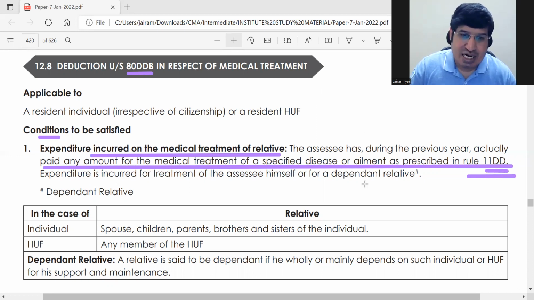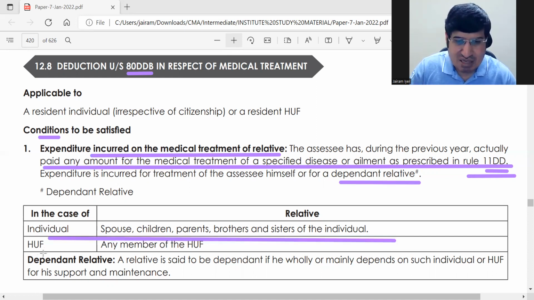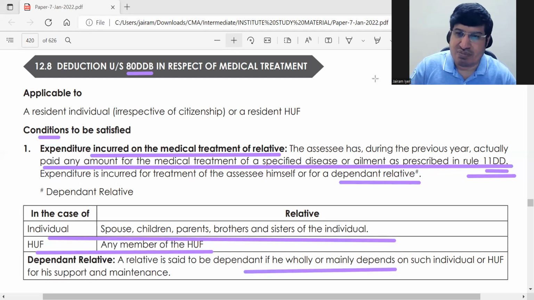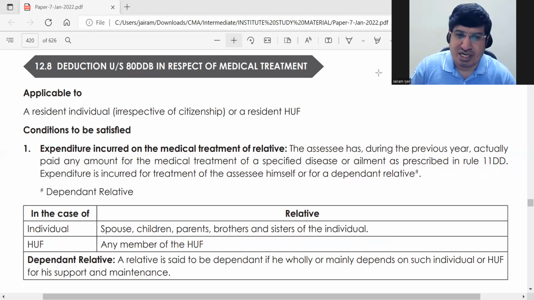So it can be for himself or for a dependent relative. Here also it's the same dependent relative. This is exactly the same individual dependents definition. Everything is the same as what we have seen in 80DD, no change. Only thing here, you are paying amount for diseases mentioned in Rule 11DD.